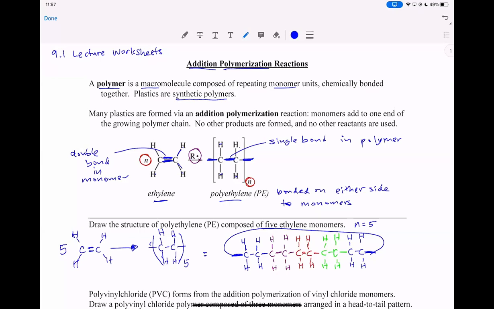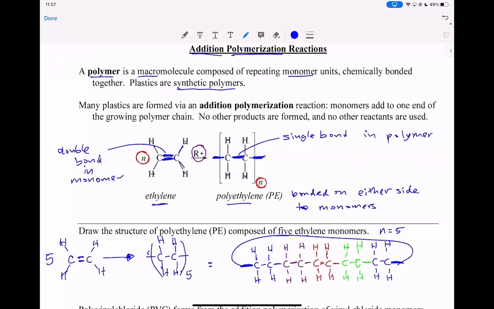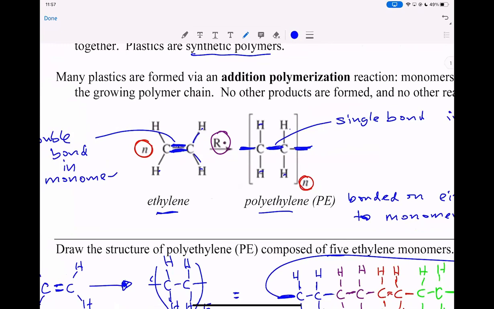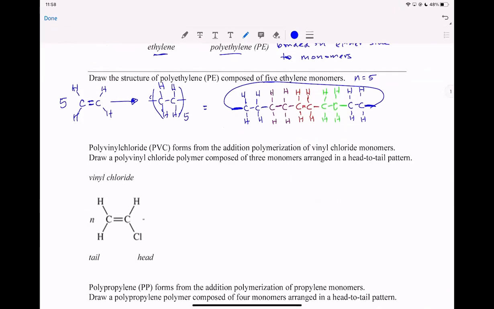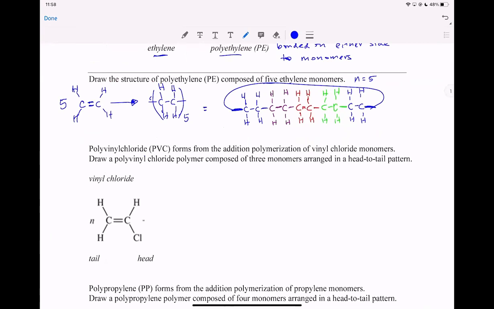So we'll still have the same starting point where you have a monomer that has a double bond, and that double bond breaks and becomes a single bond in the polymer. You also need the same number of monomers to go into the polymer, and you also need a reactive catalyst to get this going. And so let's take a look at the next one, which is polyvinyl chloride. So you are given the structure of the monomer, which is called vinyl chloride right here.